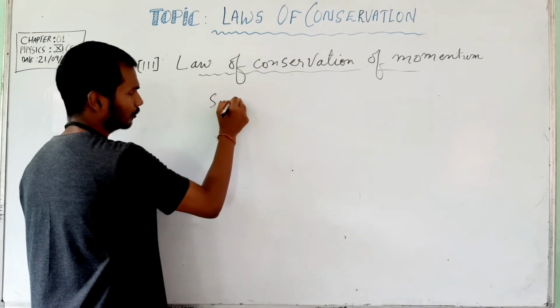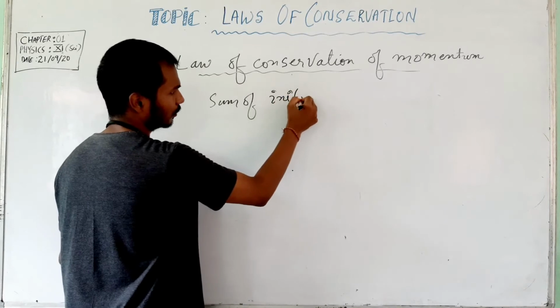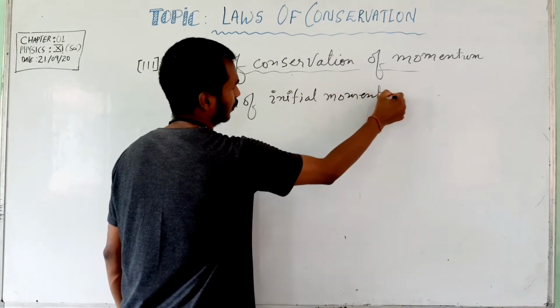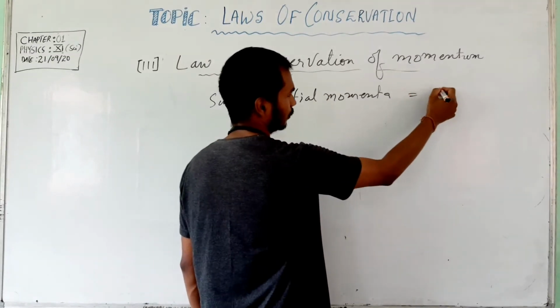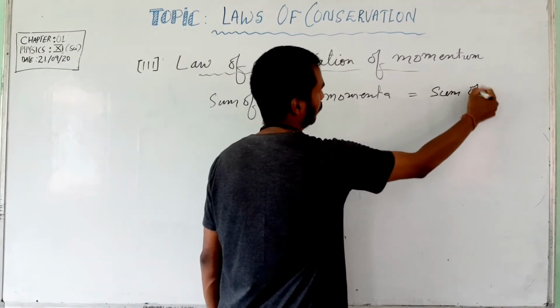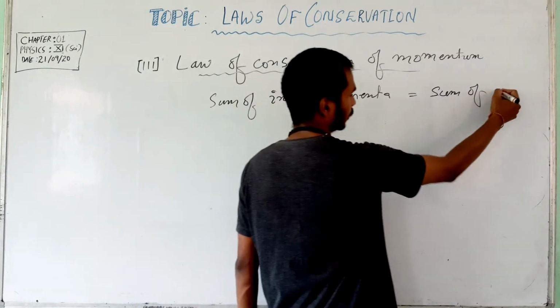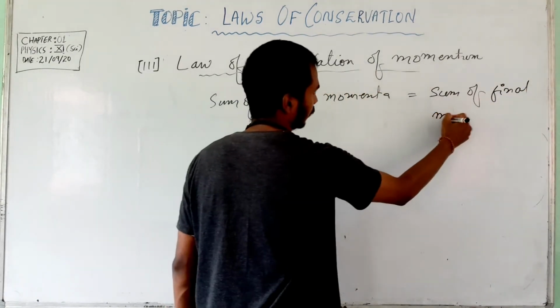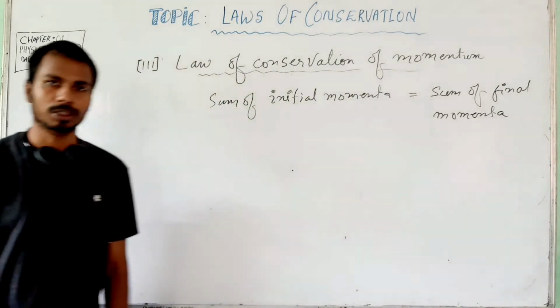The law of conservation of momentum states that the sum of initial momenta of a body in motion is equal to the sum of final momenta. This is called the law of conservation of momentum.